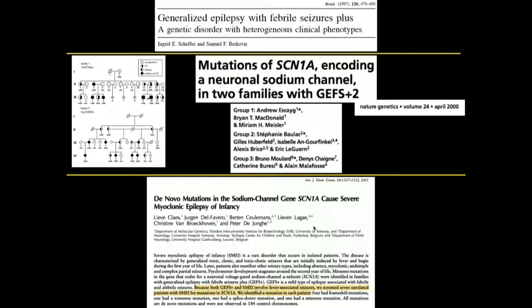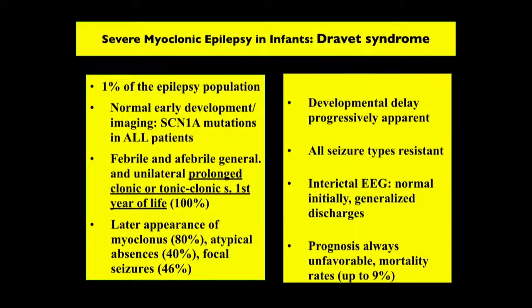So they had many, many seizures throughout the time they had fever and beyond, and found that even if they were sporadic, they had the same mutations. So Dravet syndrome, named after the person who first described this disorder, was delineated. This is roughly 1% of the epilepsy population.